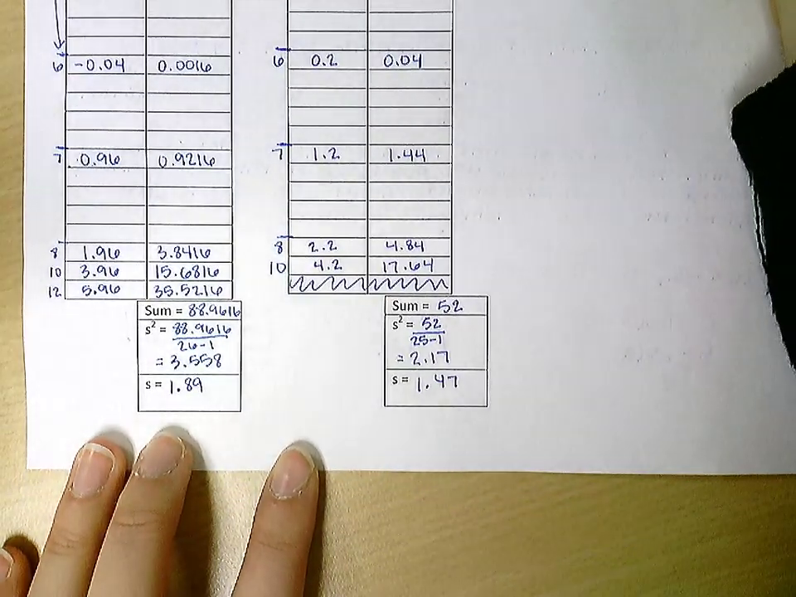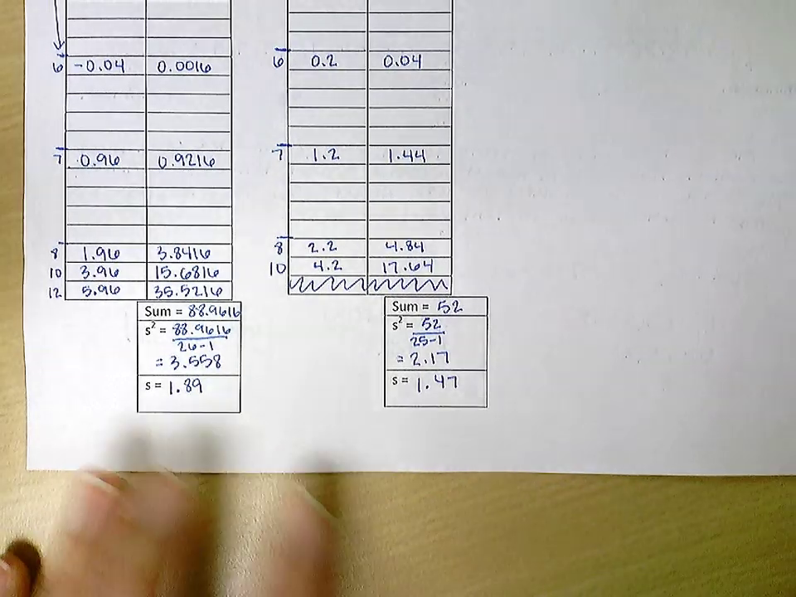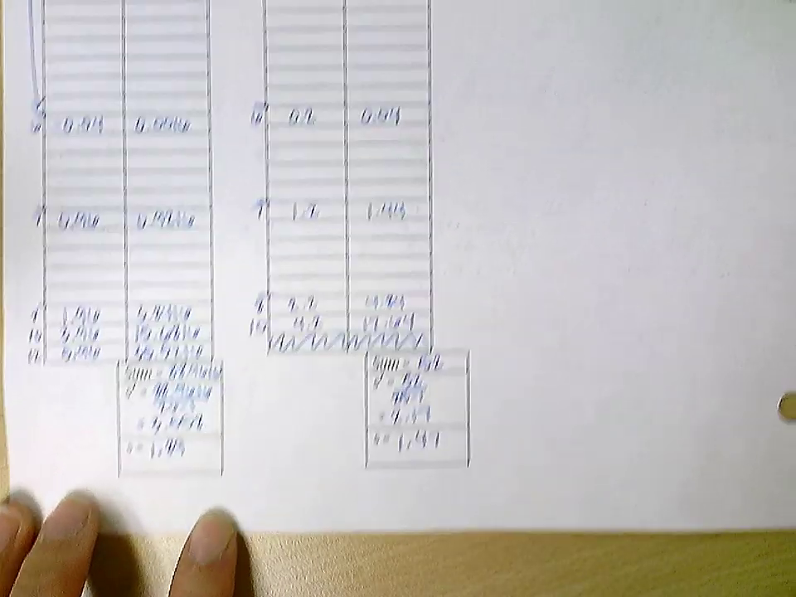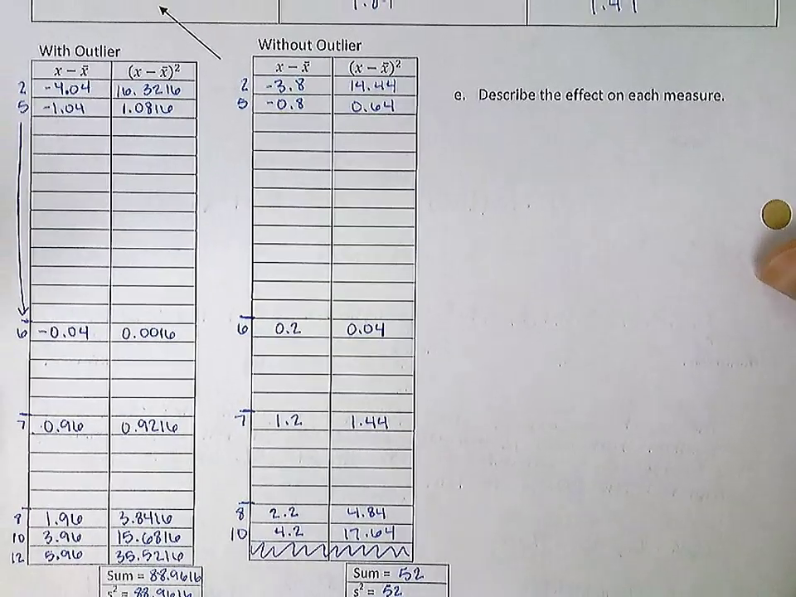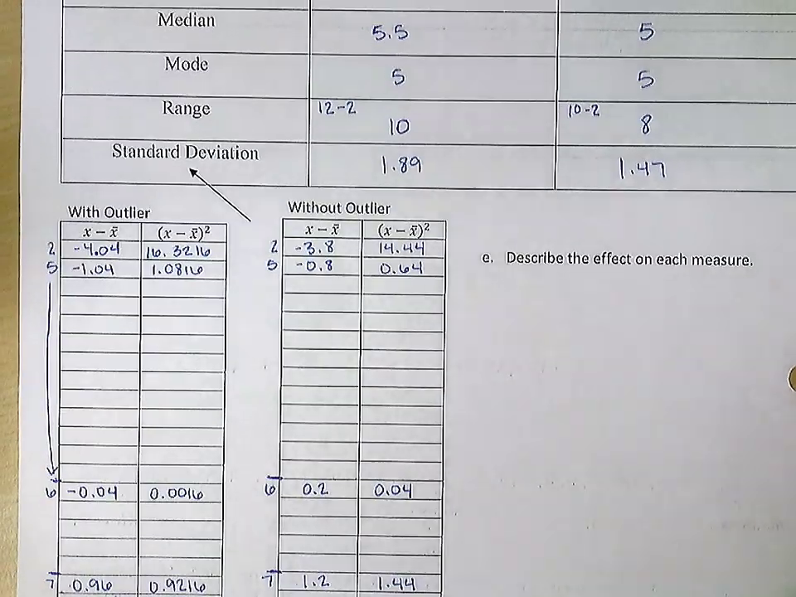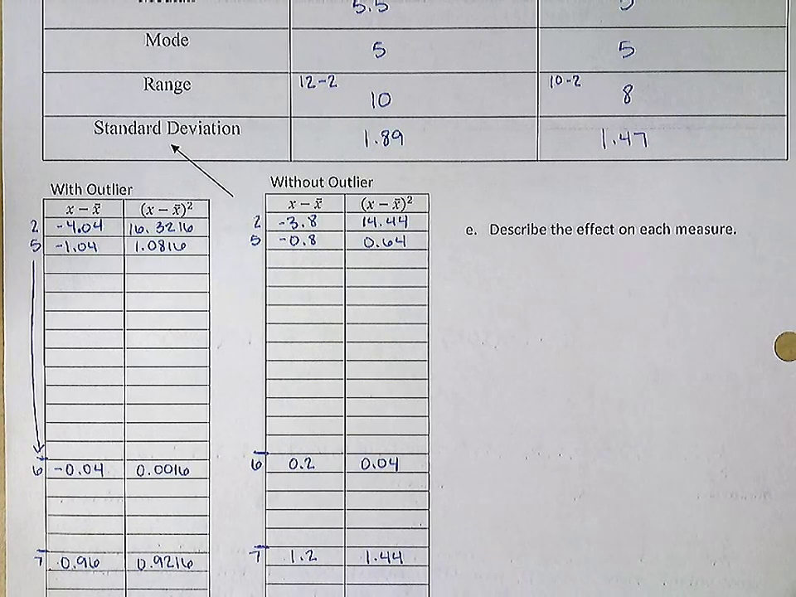And I can write that in my chart then. Done. At the top. There's a letter E on the side. You're not done yet. All you have to do is describe the effect with taking out the outlier.